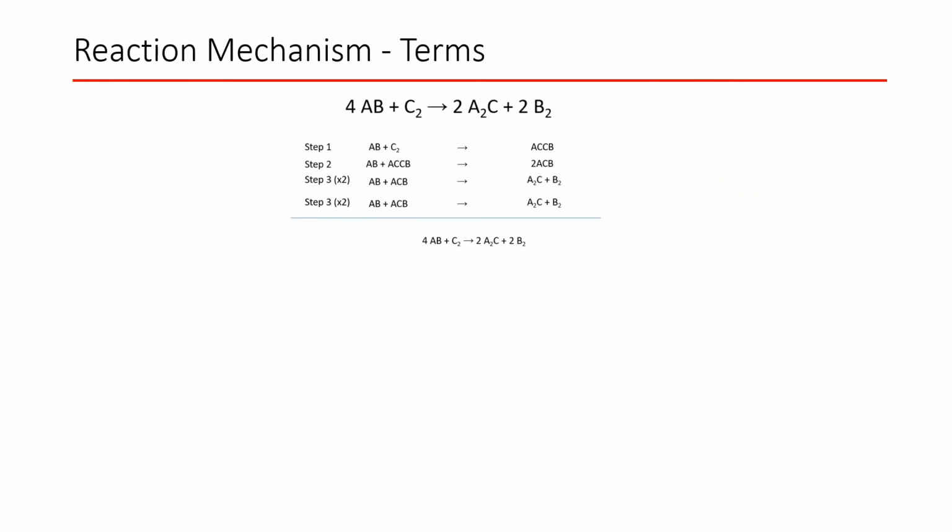So when we're looking at reaction mechanisms, we have a series of terms that go with them. The first thing is an elementary step, and this is just each step in our mechanism. So this mechanism would have 3 elementary steps, where our third elementary step is just repeated.